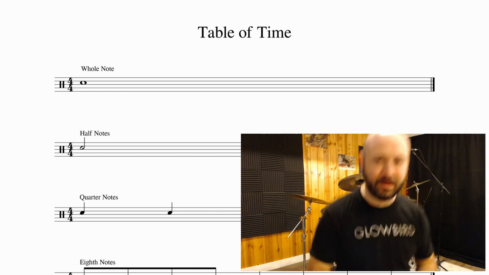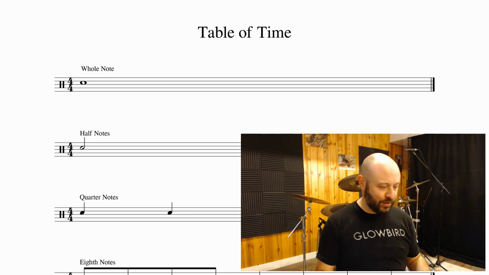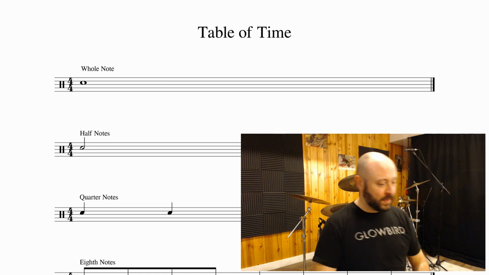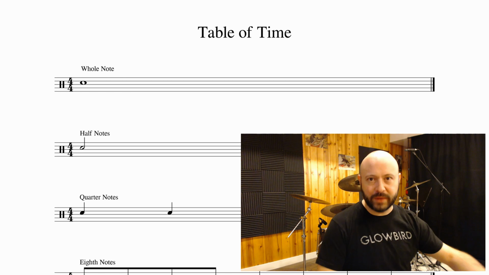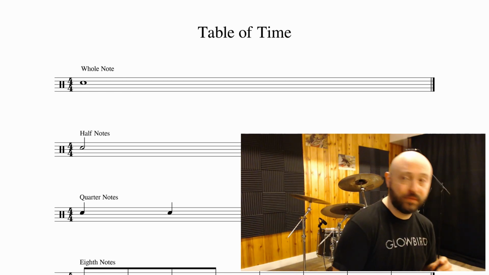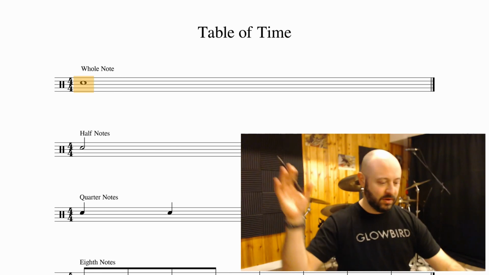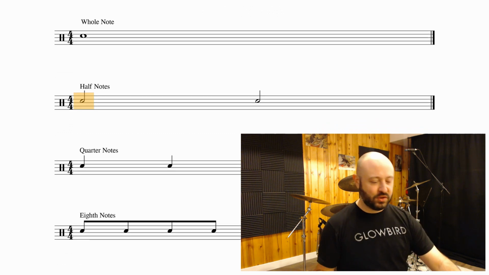So this table of time, we're going to do a little bit of a review, and then hopefully you'll start to see the formula that we're setting up here. We're starting with a whole note, and each one of these lines is a single measure of 4/4 time. The whole note takes up 4 beats. You know this. Christian, I know this. You're just reviewing. Half note takes up 2 beats.